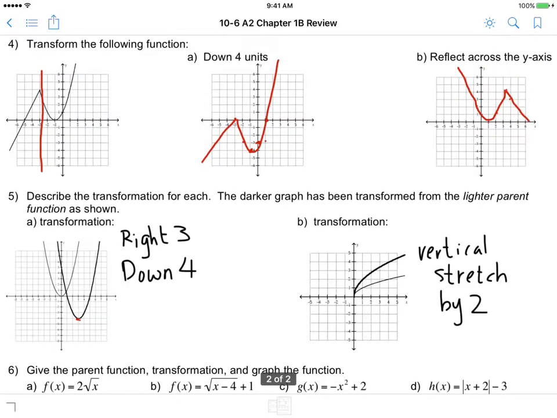Question number 4. Transform the following functions. So you're using the given functions on the left-hand side as the parent functions, and then following the instructions to transform it down 4 units as letter A. So basically I separate, remember I said when we talk about the piecewise functions, put a line to distinguish between the linear equation and the quadratic equation.